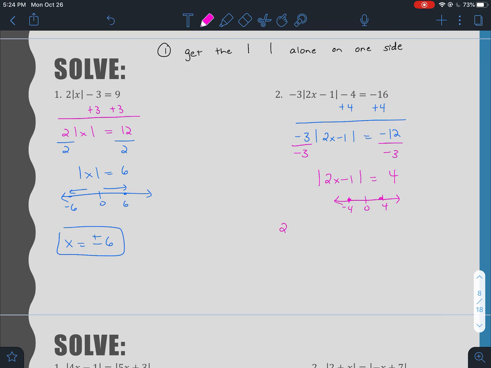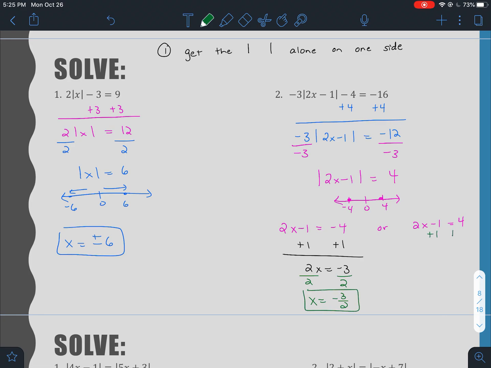So I'm going to set up two equations. 2x minus 1 is equal to negative 4, or 2x minus 1 is equal to positive 4. And then I'm going to solve these one at a time. So I'm going to add 1, 2x equals negative 3. Then divide by 2, and one of my possible answers is x is equal to negative 3 over 2.